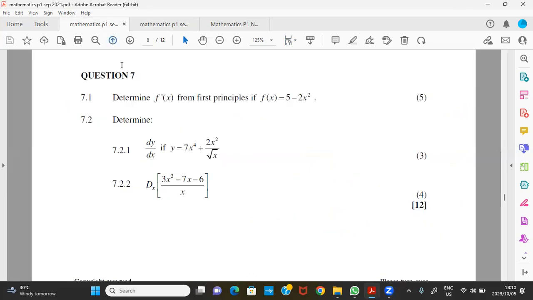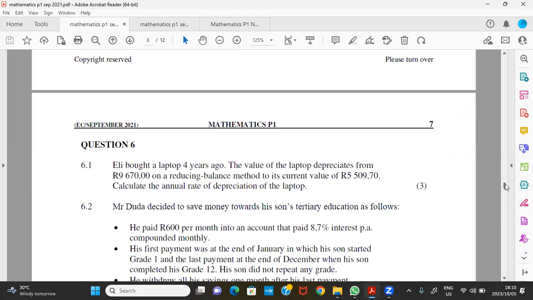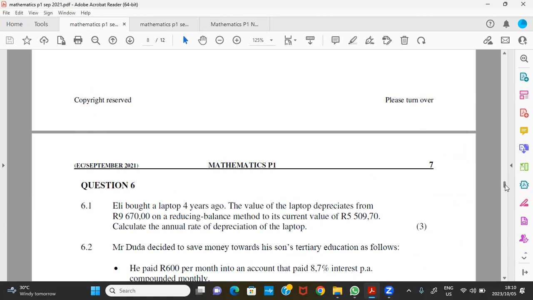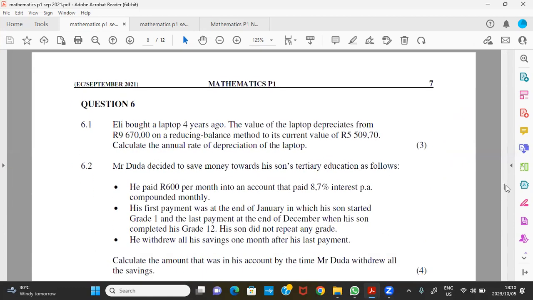So that was, let me see, which year was this? I sent you guys the papers that we are going to look at so that maybe you can just go through them. So yeah, this is Eastern Cape, September 2021.